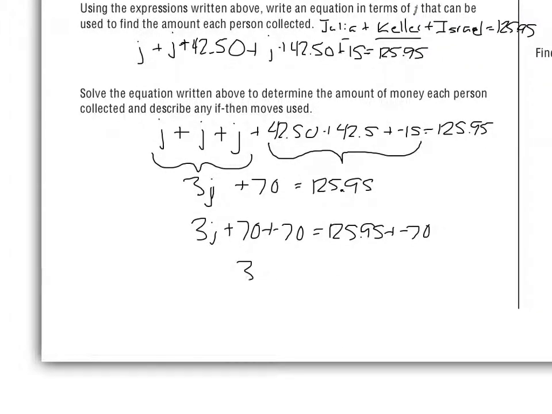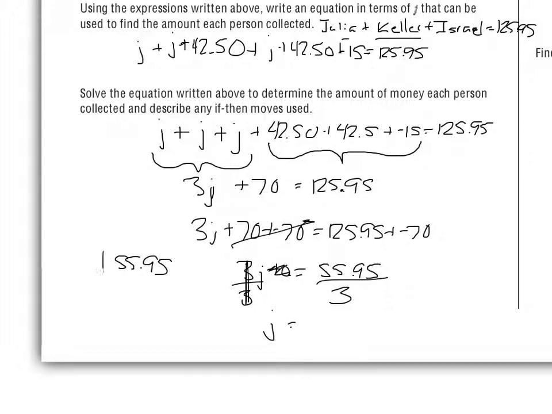So we have 3J plus 0 is going to be equal to 55.95. So thinking about that, that's really just 3J, because adding 0, that's the additive identity. Divide both sides by 3. That's going to give me J is equal to 55.95 divided by 3.